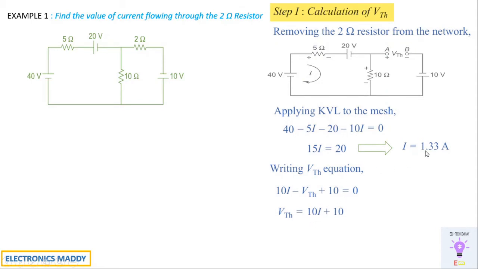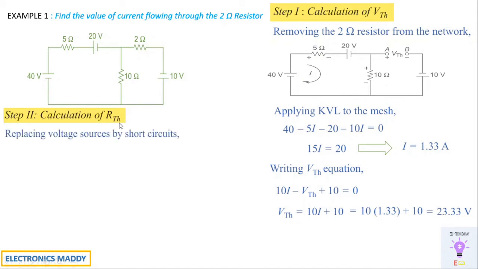So substituting the value of I, we'll be getting the value of VTH, that is equal to 23.33 volt in this case. So once we have found out our VTH value, the next step is to calculate the value of RTH. How can that be done? Replace voltage sources by short circuits. We only have voltage sources in this circuit, so there are no current sources, so we'll be replacing all the voltage sources by short circuits.